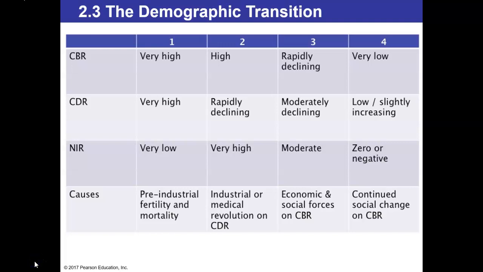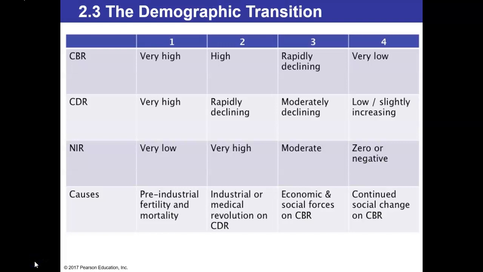Looking at stage 2, it is fair to say that all countries have at least entered a stage 2. This stage is classified with a high birth rate, a rapidly declining crude death rate, and a very high natural increase rate. This is certainly the stage that you're going to see the highest population growth. This is due to the industrial or medical revolution and how that impacted the crude death rate.